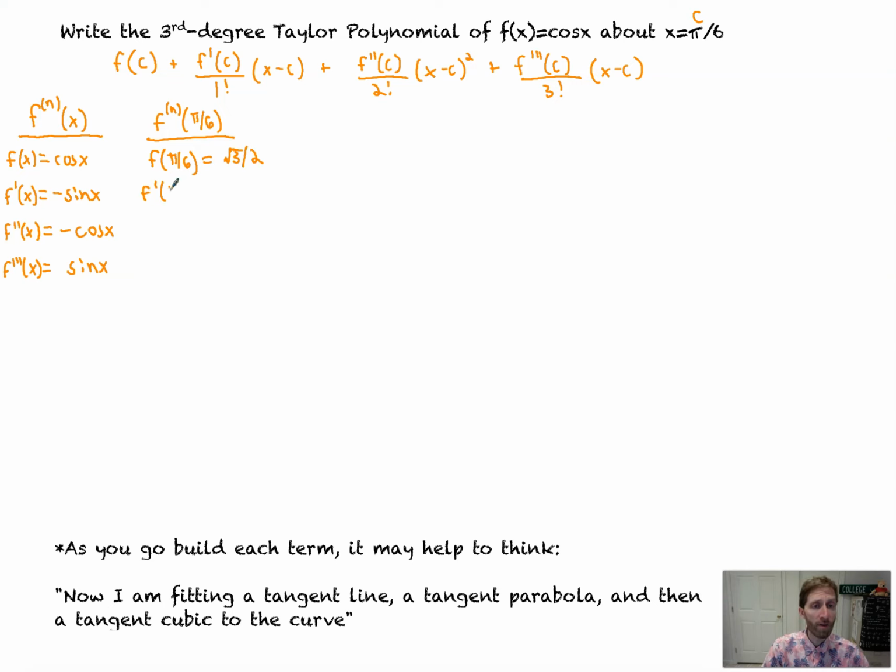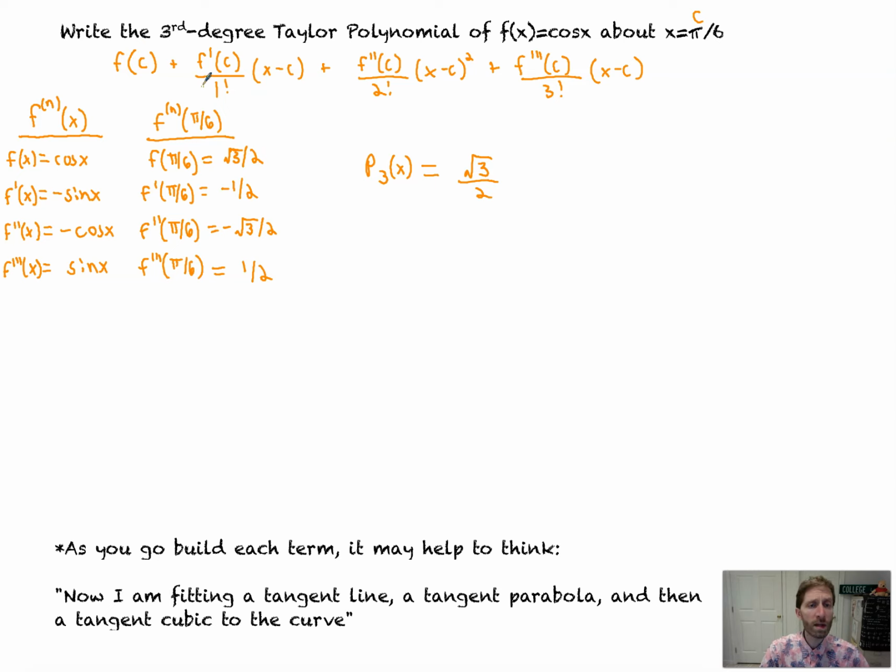Then f prime of pi over 6 is equal to minus sine of pi over 6, which is negative 1/2. F double prime of pi over 6, negative cosine of pi over 6, is equal to negative root 3 over 2. And last but definitely not least, f triple prime of pi over 6 is sine of pi over 6, which is equal to 1/2. And now what we're going to do is plug it into each of these terms, and we'll have our polynomial. So p sub 3 of x is equal to root 3 over 2 as f of c. Done. That first term is easy.